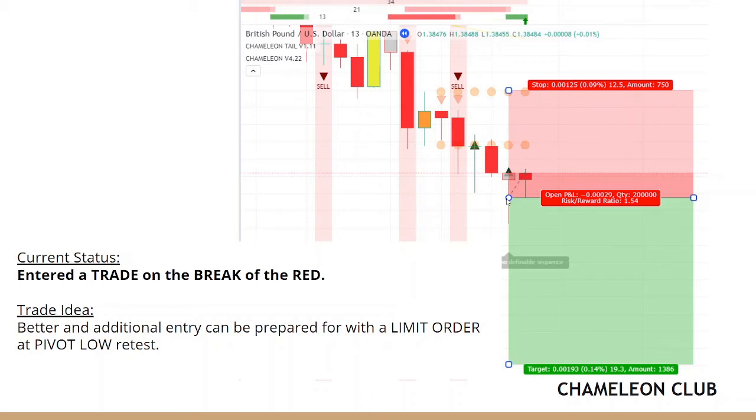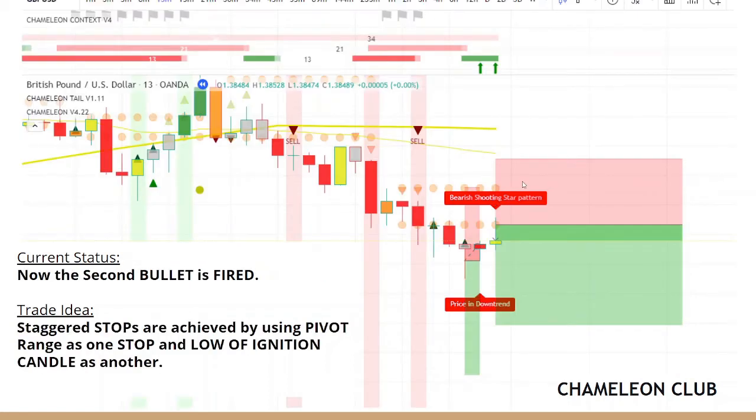We still have hope for a retest, and we still have 2 bullets left. By now, the second bullet is fired. The limit order is filled. Staggered stops are achieved by using the pivot range as one stop at the top of the pivot range, and the high of the ignition candle down into this area as the stop loss for the other.